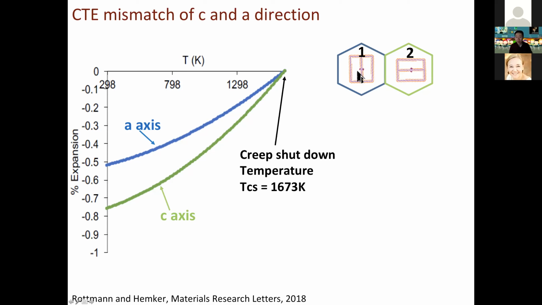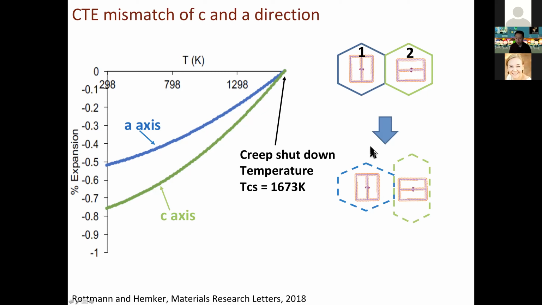The grain on the left, the c-axis is pointing up. The grain on the right, the c-axis is pointing flat. Assuming the grains are free to contract during the cooling process in consolidation, the grain on the left will contract more along the y-axis. The grain on the right will contract more along the x-axis. But they are glued by the grain boundary, so they're not free to do this kind of contraction. It will be something like this. This will be the end result.